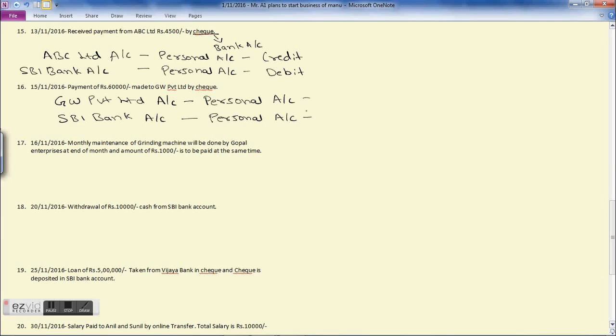So what is the rule? Debit the receiver, credit the giver. So who is receiving the amount? GW Private Limited is receiving the amount, right? We are making the payment, so debit the receiver, credit the giver. So let's pass a journal entry now.